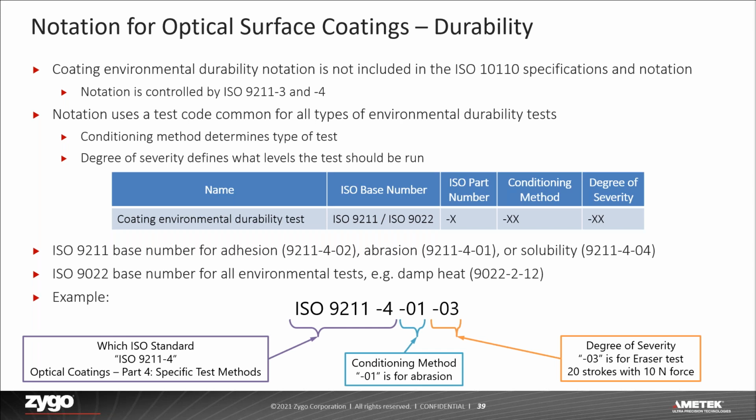To better explain this notation, we have an example where we are setting the requirements for abrasion. We are referencing the standard used, ISO 9211-4, the type of test to be performed, abrasion, and the severity level of this test.